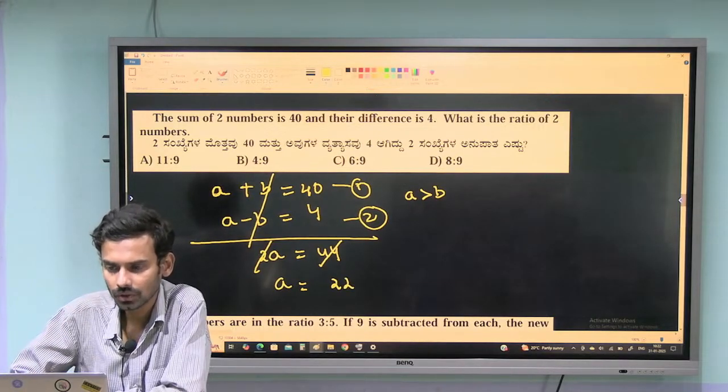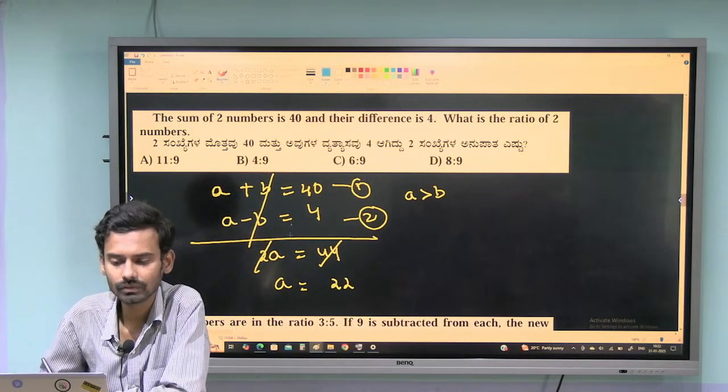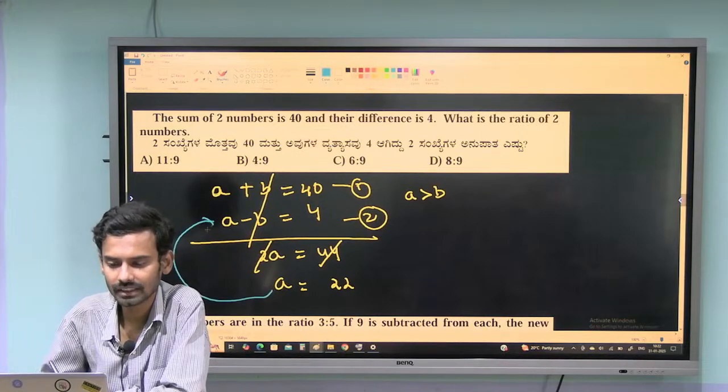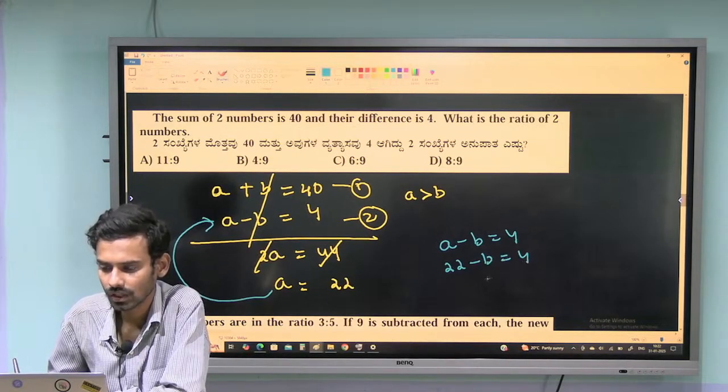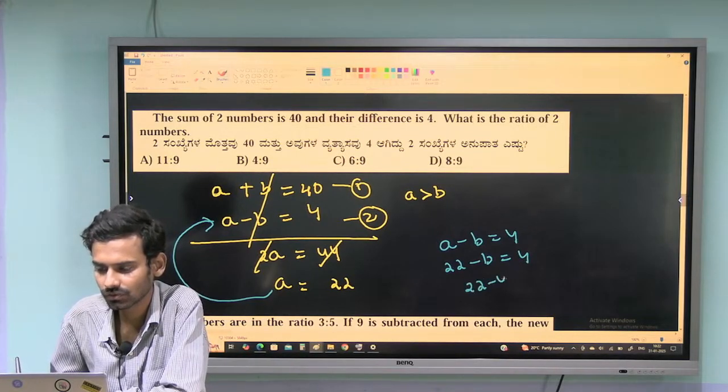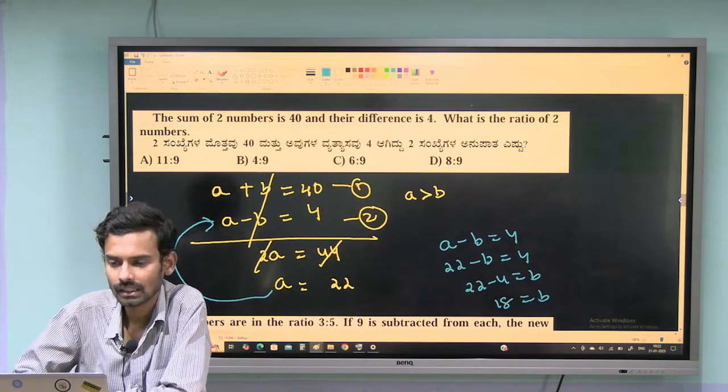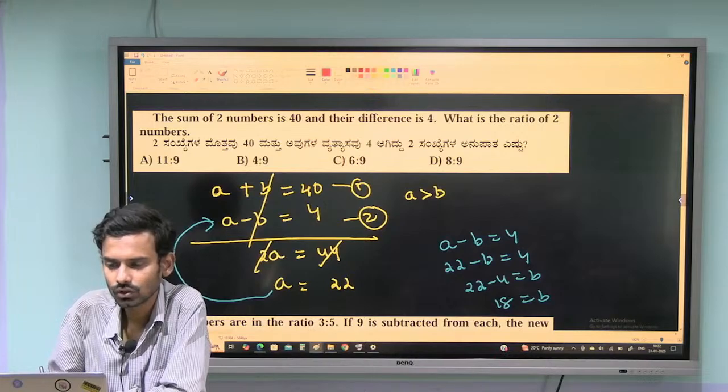Now if you substitute A is equal to 22 in any one of the equations, let me substitute in this equation. I will get A minus B is equal to 4, and A value is 22. 22 minus B will be 4, so B value will be 22 minus 4 is equal to B, so I will be getting value of B as 18.